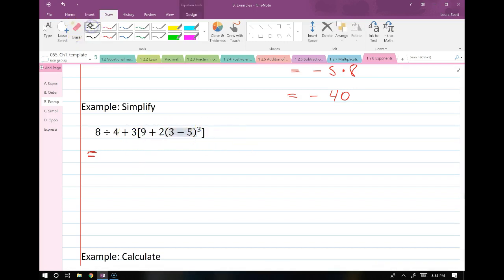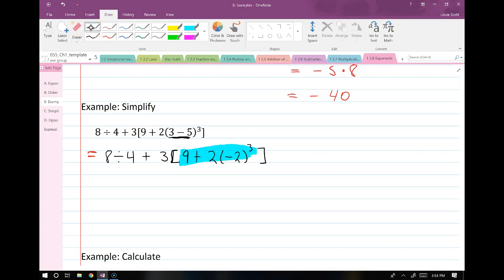All right, so first I'm going to handle everything in this bit of parentheses inside the larger square brackets. So I have 8 divided by 4 plus 3 times 9 plus 2 times, let's see now, 3 minus 5, that is negative 2. So I'm going to put it in parentheses, negative 2 cubed. All right. So I handled what was inside that innermost bit of parentheses. Now I have to move out and do my order of operations again on this bit of parentheses, on all this stuff in the blue.